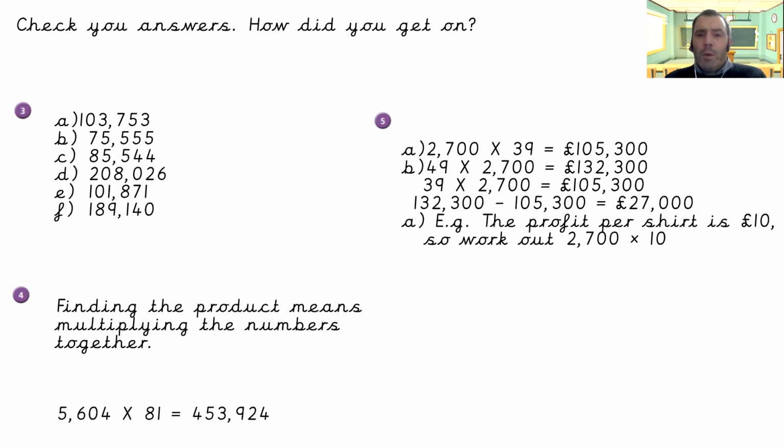Looking at the final part, was there an easier way of working it out? Well, actually, there is. We look at the price that was paid and the price that they sold the shirts for. The difference there was £10. So we could have multiplied 2,700 by 10. Making that 10 times bigger, everything moves up one place value, and we end up with the same answer of £27,000.